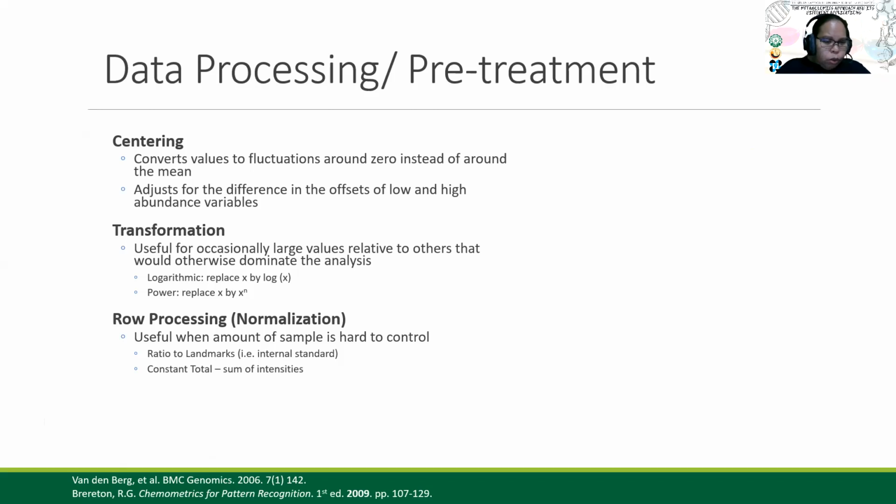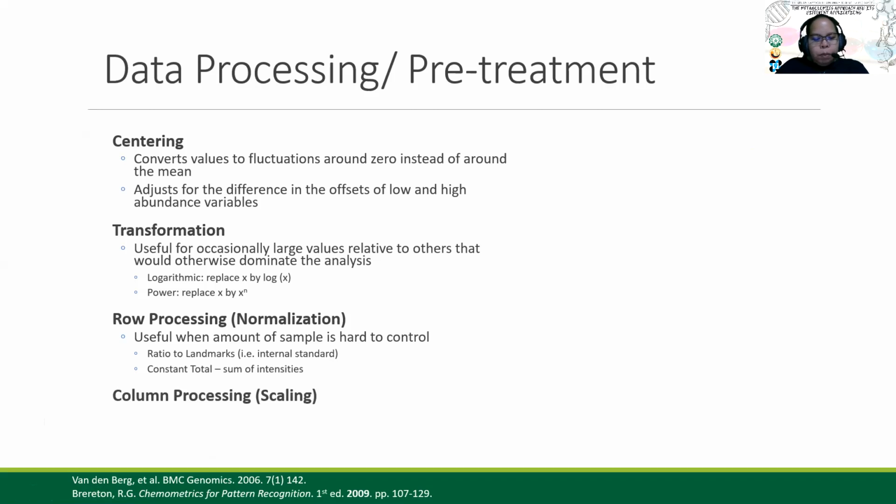You also can use ratio to landmarks, such as the use of internal standards. So you can normalize your samples to internal standards, or even, I think in some cases, you can make use of certain signals that are present in your LCMS data that are not really related to your sample. Others will be like your quality control samples can also be used for normalization. And yun. So again, here as mentioned, yung constant total or the sum of the intensities. So total area can be used.